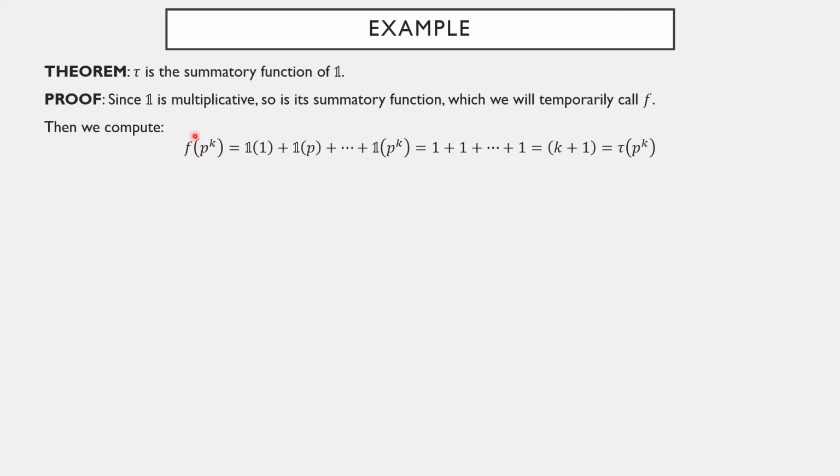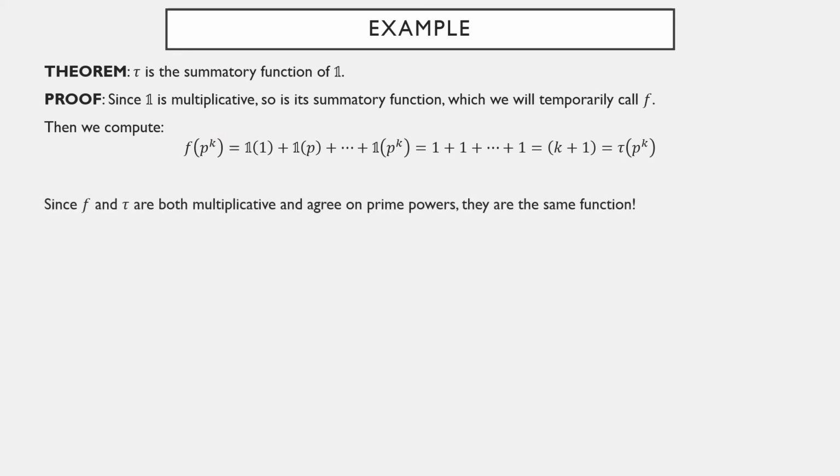So the summatory function of 1 is multiplicative, tau is multiplicative, and on prime powers, they are exactly the same thing. Therefore, they are always equal. So I have two multiplicative functions that agree on prime powers, so they're the same function. So the summatory function of 1 is actually just the function tau.